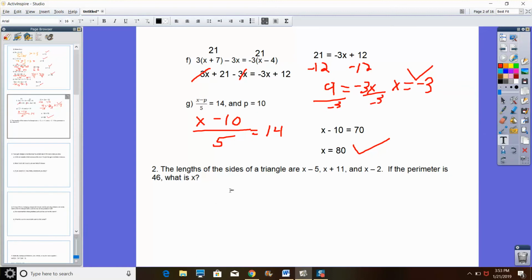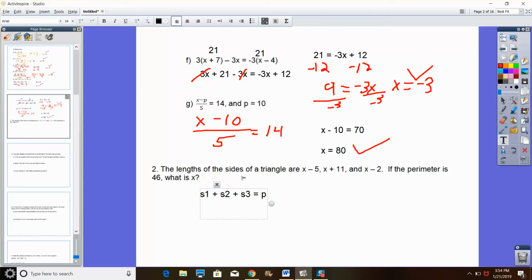Number 2, the lengths of the sides of a triangle are x minus 5, x plus 11, and x minus 2. The perimeter is 46. What is x? So you'll recall that the perimeter of a triangle is just the combination of all the sides. So s1 plus s2 plus s3. Don't mind if I just take a shortcut there and not use my subscript.